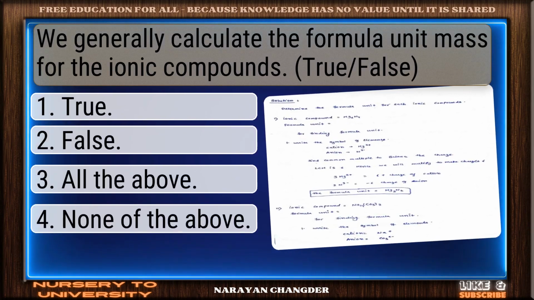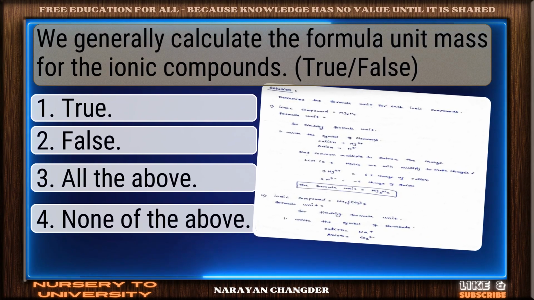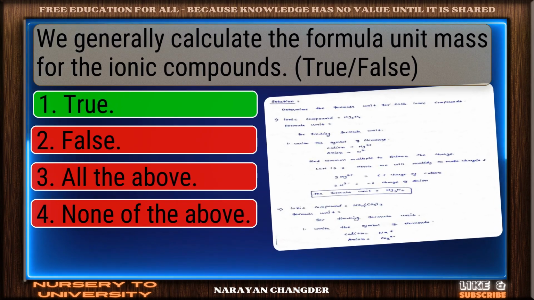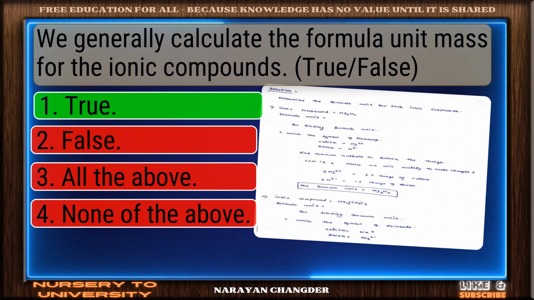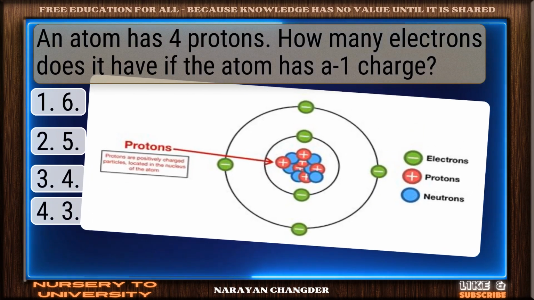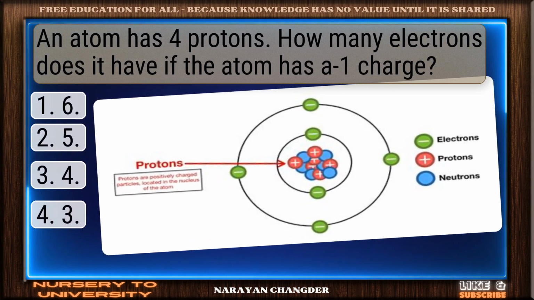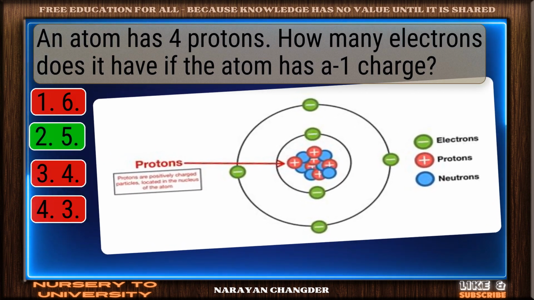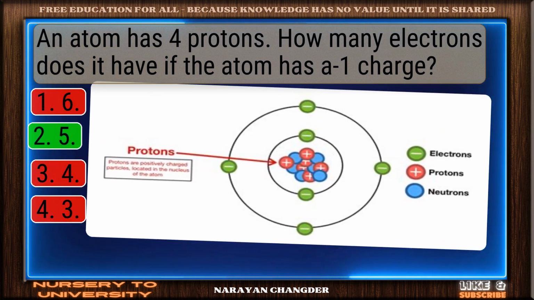Question number 55. We generally calculate the formula unit mass for the ionic compounds. Good job. Your answer true works well here. Question number 56. An atom has 4 protons. How many electrons does it have if the atom has a +1 charge? Well done. 3 is the right choice.